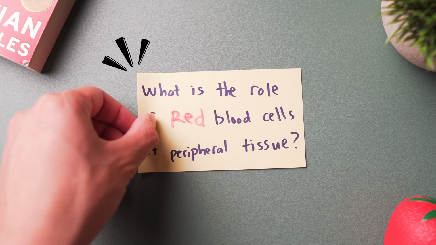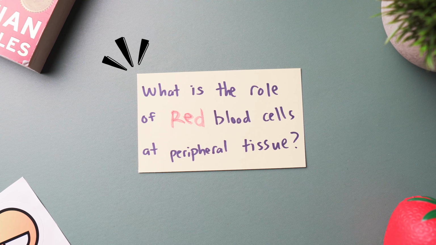So to make this flashcard better, let's add a few clarifying words, like what is the role of red blood cells at the peripheral tissue? Okay, this is much more specific. At the peripheral tissue, red blood cells deliver oxygen in exchange for carbon dioxide. So these one-to-one cards force us to understand concepts at the fundamental level and leave no question whether or not we know the facts.